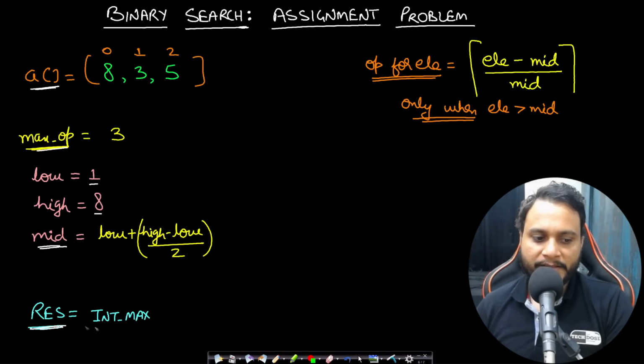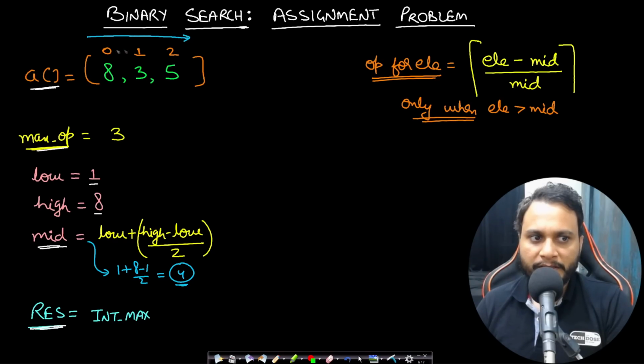I will assign the result equal to integer max, which is infinity, because I want to minimize my result, isn't it? So let's start our mid value with a value of 1 plus (8 minus 1) by 2, which will be equal to 4. Okay. Now with this mid value, I will try to iterate through all these array elements, and I will see that if I want to make all of these elements divided in such a way that it will always have a value less than or equal to 4, then how many divisions are required? Let's see this.